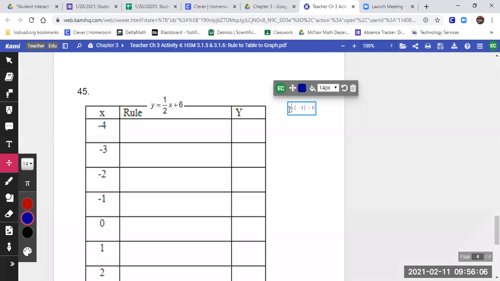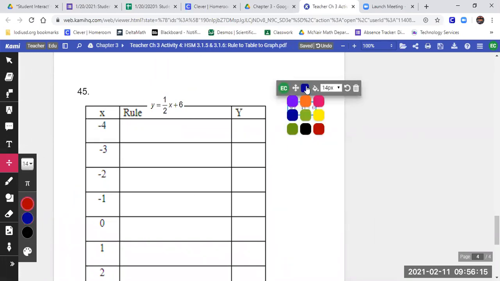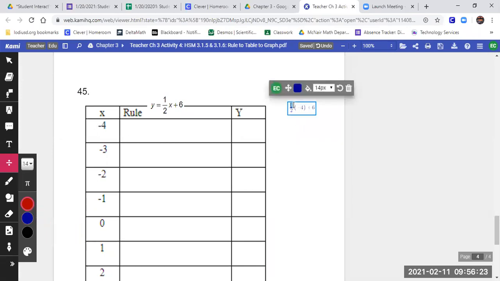So this tells me, what's half of -4? I want this to be red. What's half of -4? That's what that says, half of -4. -2. So this is going to equal -2, right?